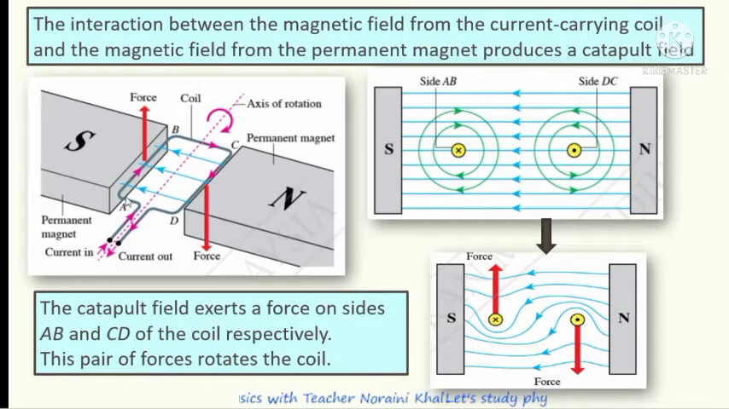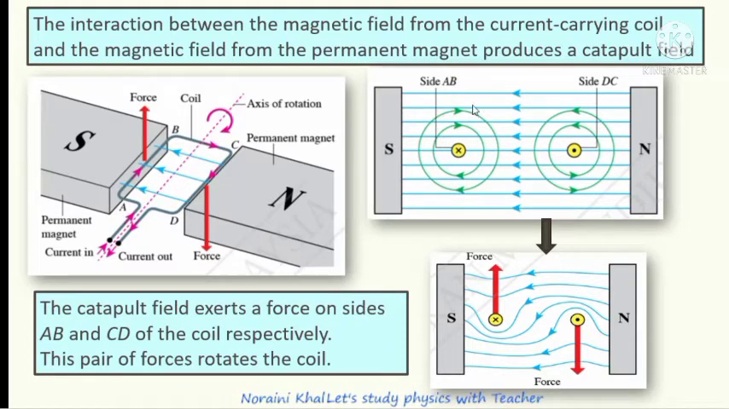For side AB, current is flowing in, so we use the symbol cross here. Draw concentric circles to represent magnetic field for the wire AB. Direction is clockwise. And then for side DC, current is flowing out, so we use dot. Draw magnetic field for the wire. Direction is anti-clockwise. Now let's look at what happens in the interaction between the magnetic field of permanent magnet and the coil.